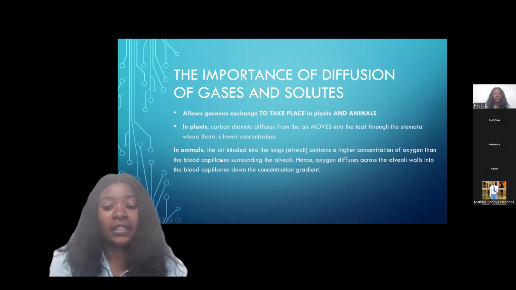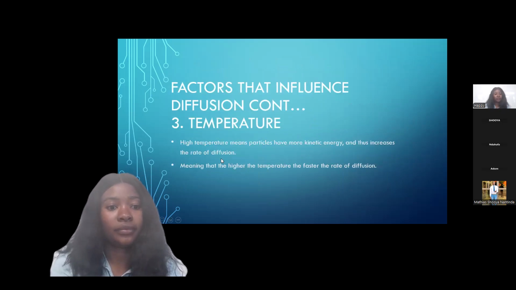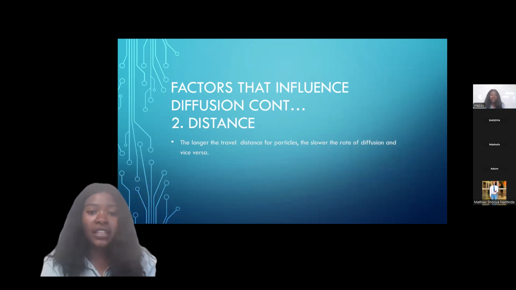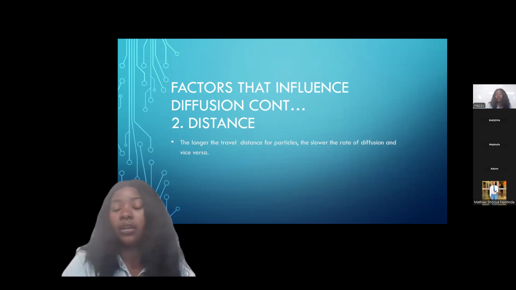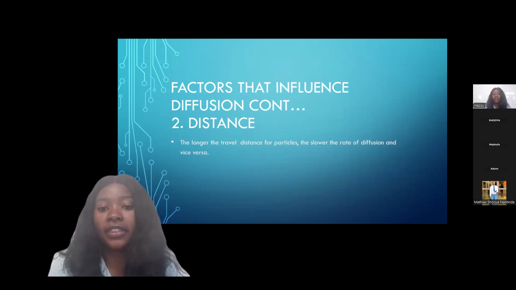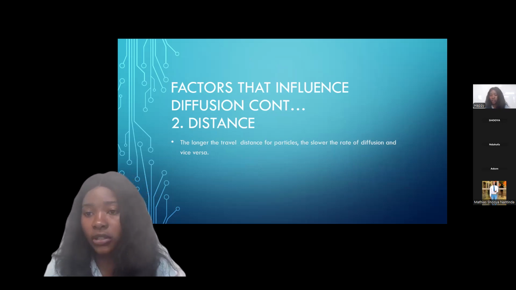The second factor is referring to the distance. So now we already know that the longer the distance, the slower the rate of diffusion is going to be.